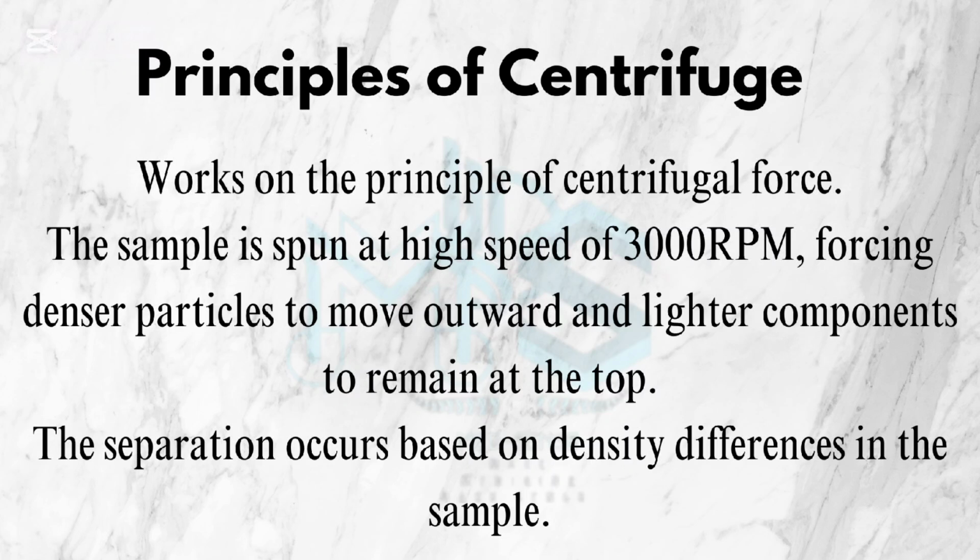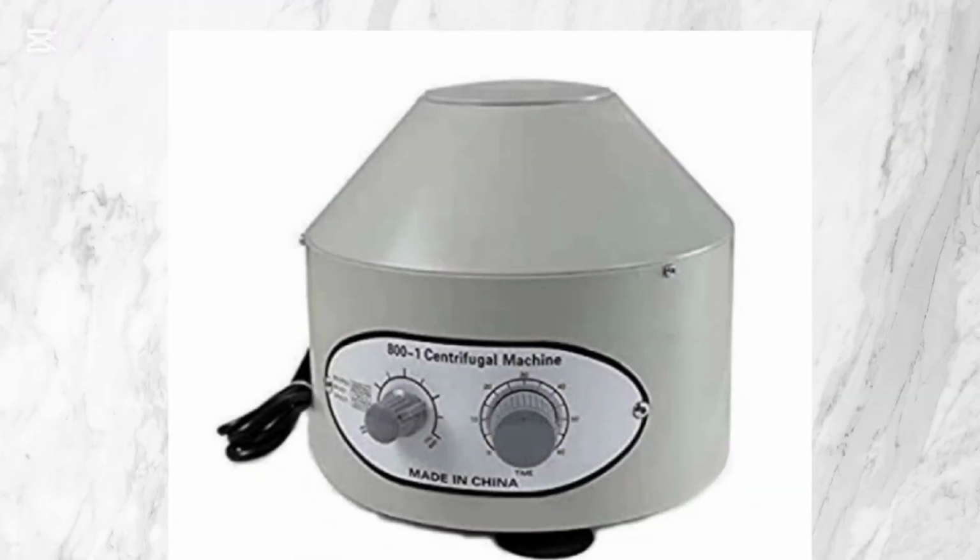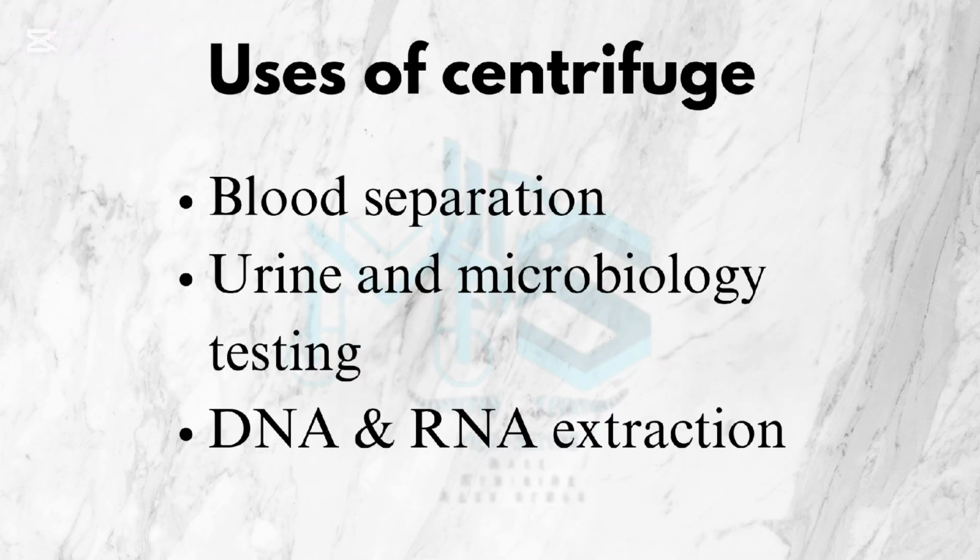The sample is spun at high speeds of 3000 rpm, forcing denser particles to move outward and lighter components to remain at the top. The separation occurs based on density differences in the samples. Principles of a centrifuge done. Now, this is the picture of a centrifuge, and then uses: blood separation, which is majorly where it is used. It can also be used during microbiology testing, DNA and RNA extraction.